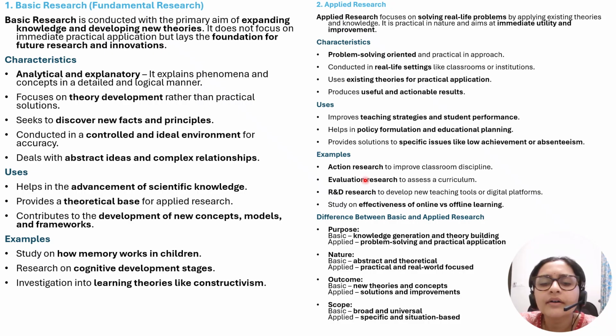Examples include action research to improve classroom discipline, evaluation research to assess a curriculum, R&D research, that is research and development research to develop new teaching tools or digital platforms, and study on effectiveness of online versus offline learning. So these are the examples. So these are the differences between basic research and applied research.